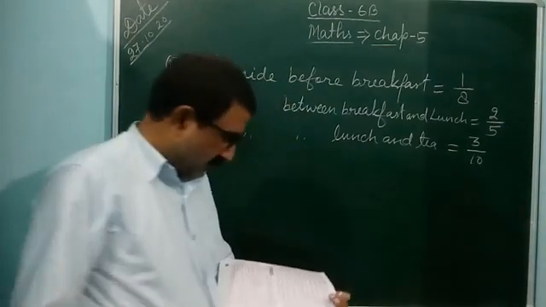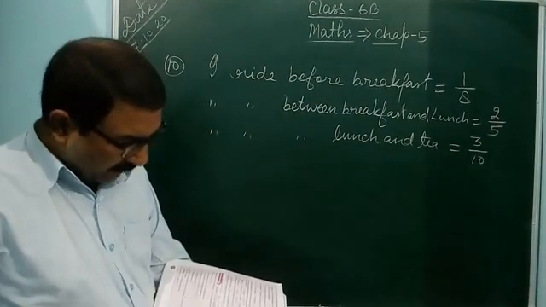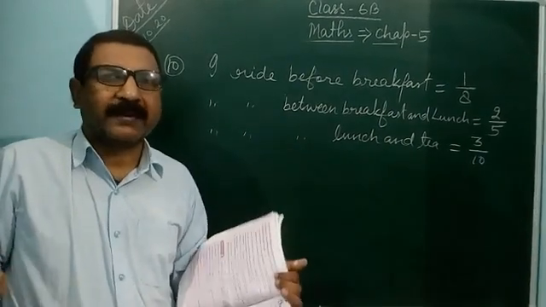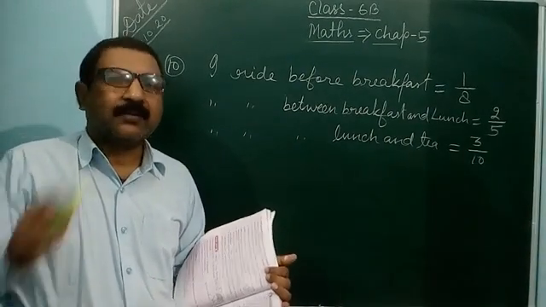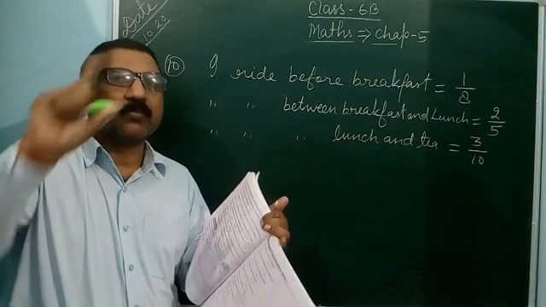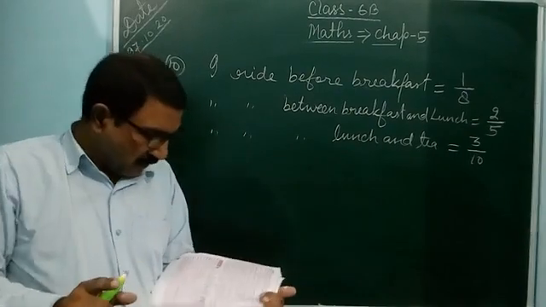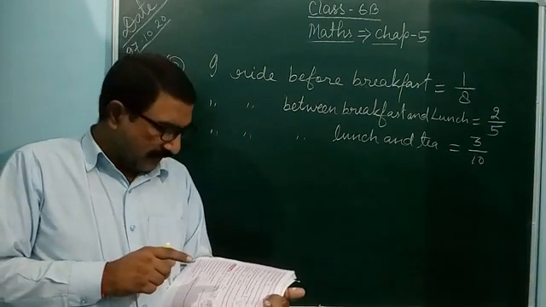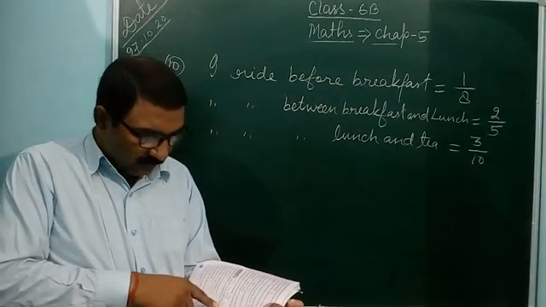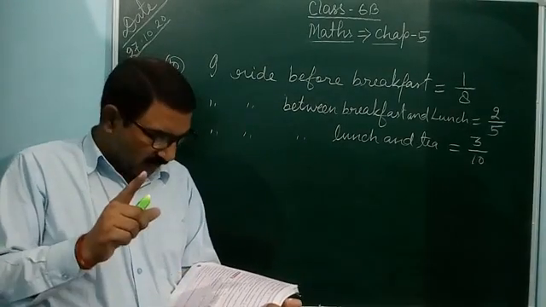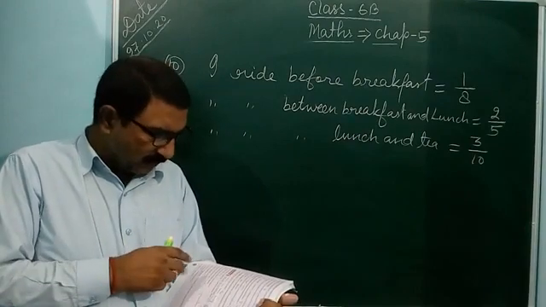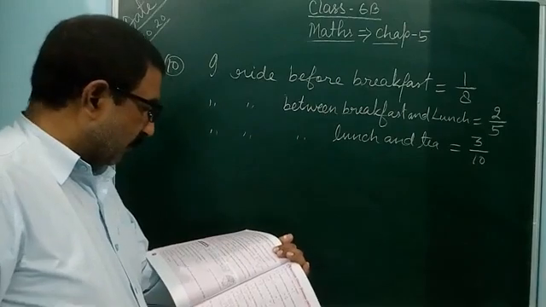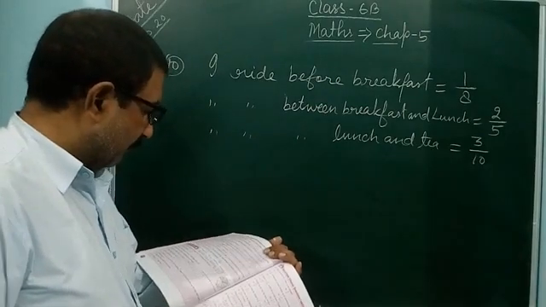What fraction of the journey remains? Suppose the total fraction of the journey is 1 whole. Journey means 1 whole journey. So firstly we add together the fractions that I write as total. After that, from 1 you subtract that, and after that you can do it all.